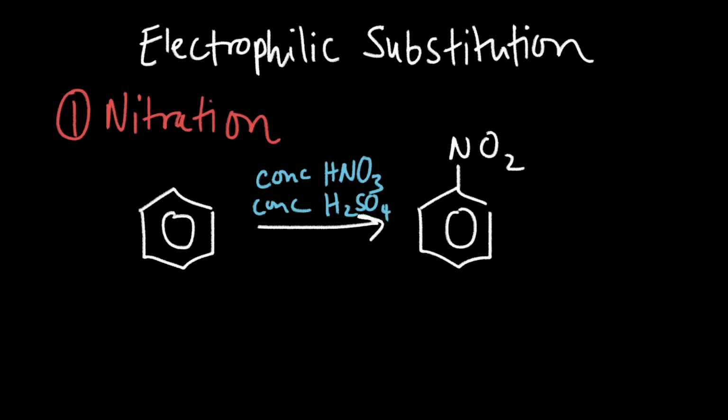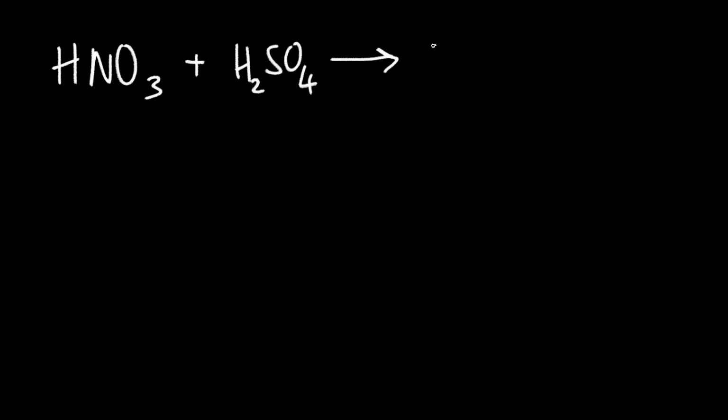So the first step we need to do is create our electrophile, which is this NO2 group that's going to add on to the benzene. So to do that, we react together our two acids. And this is going to generate NO2 plus, HSO4 minus and water.